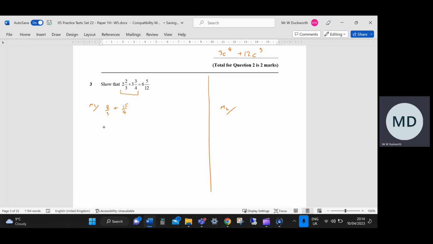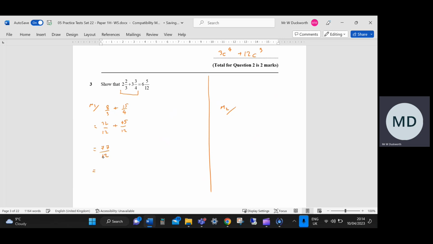I then need to put both fractions over the same denominator. So I'm looking for the lowest common multiple of 3 and 4, which is going to be 12. To do that, I need to times the first fraction by 4, which will give me 32. And I need to times the second fraction by 3, which will give me 45. Now that we've got them over the same denominator, I can just add the numerators. So that's going to become 77 over 12.